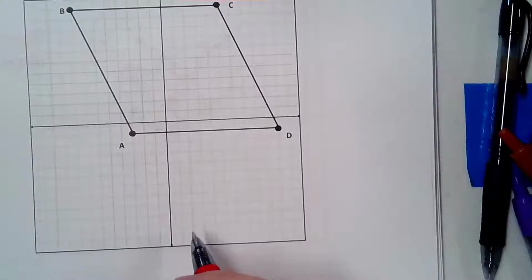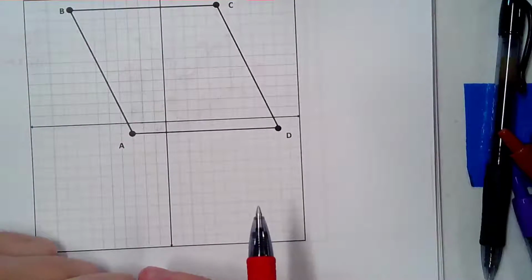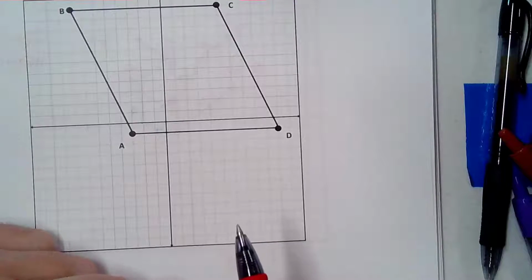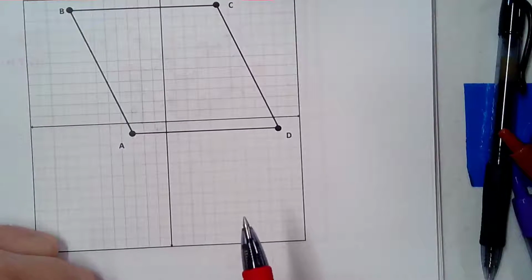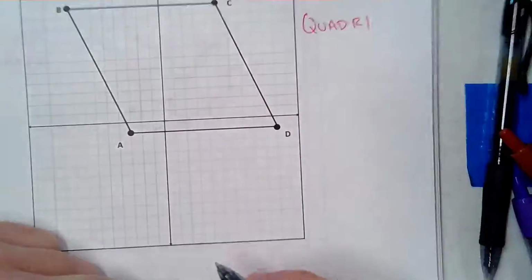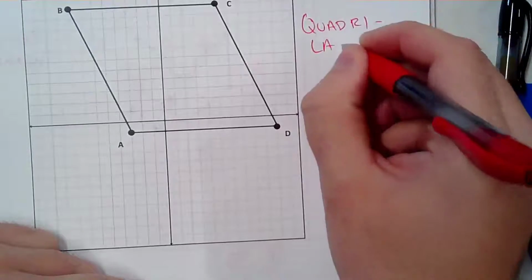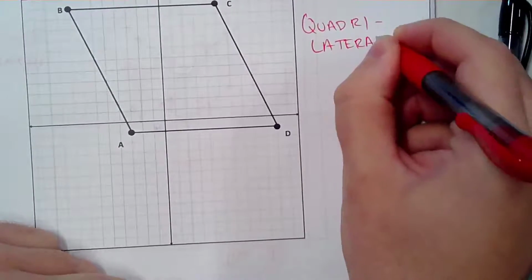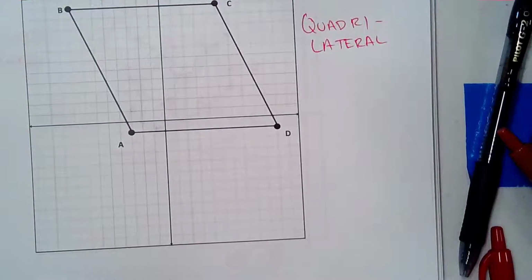Number 4. What kind of shape is this? What kind of polygon? Quadrilateral, because that's 4 sides. Quad means 4. I is a connecting word. And then lateral means side. So 4-sided. Is it concave or convex?